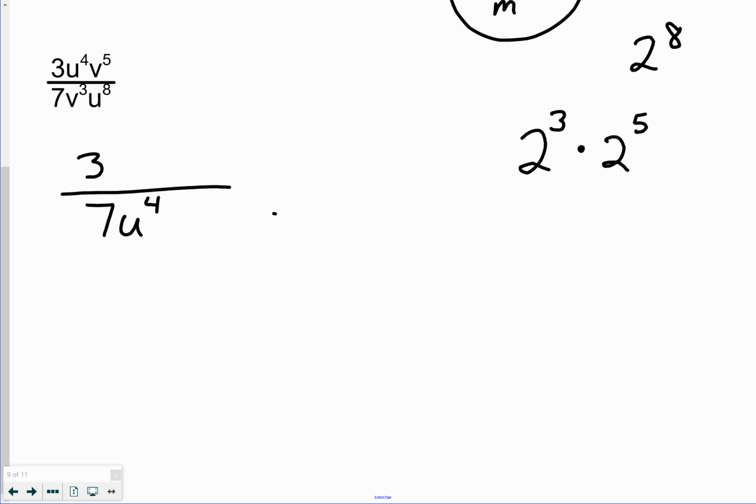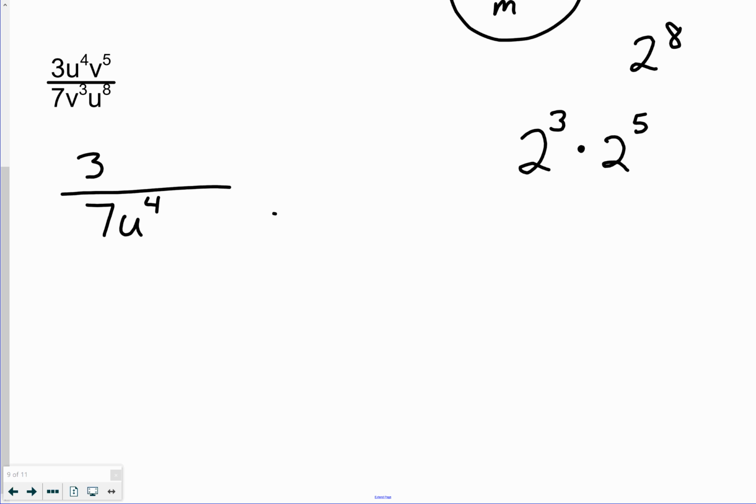Now, Daniel, if you wanted to move u to the fourth to the top, it would be u to the negative fourth power. But you should never leave any of these with negative exponents. It's not fully simplified if you have negative exponents. So why did it go on the bottom here? Because there are more u's in the bottom. If there would have been more u's in the top, then there would have been u's in the top.